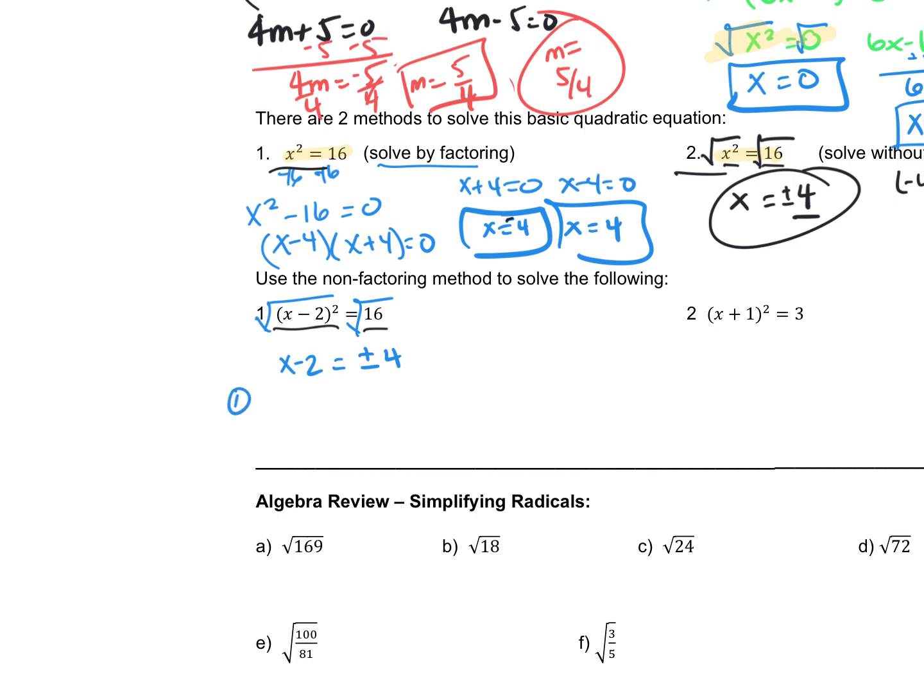My first equation is x minus 2, so I leave that, equals positive 4. And my second equation is going to be x minus 2 equals negative 4. Okay? That's the difference there. Solve for x. So x equals 6. Again, solve for x. x equals negative 2.